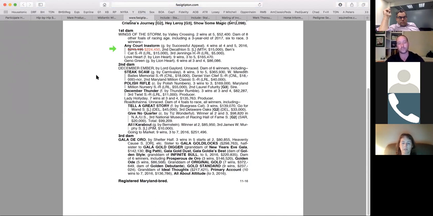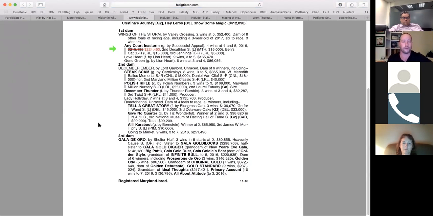Grade 3, grade 2, and then grade 1 are the absolute best. So you want black type, and the more graded black type, the better, generally speaking, on a page. So you see Polish Rifle there was second in a grade 3. Down below, Tell a Great Story was third in a grade 2. Give No Quarter was third in a grade 2. So you like to see that.